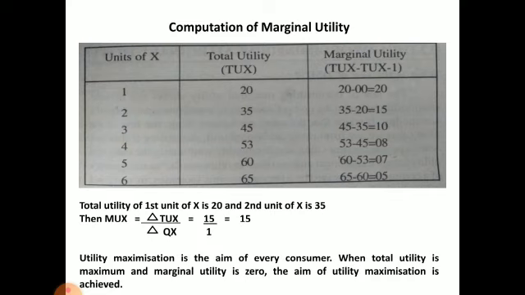So utility maximization is the aim of every consumer. Here you see that when total utility is maximum, marginal utility is 0. The aim of utility maximization is achieved.